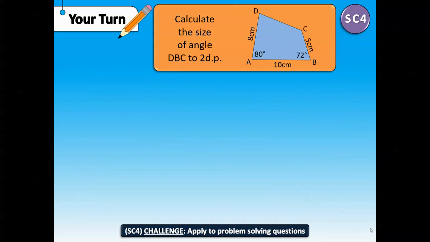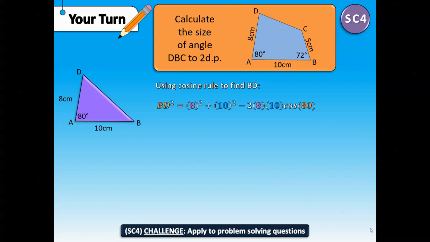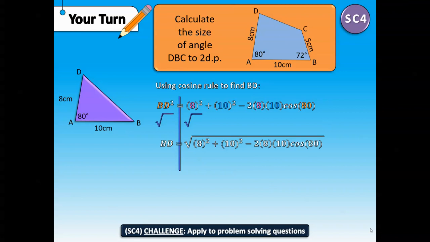For the amber question, I want to calculate the size of the angle DBC. So if I split the shape into two triangles, and the first triangle is DAB, so I want to use the cosine rule to find the length of BD. So the length BD will be 11.7.